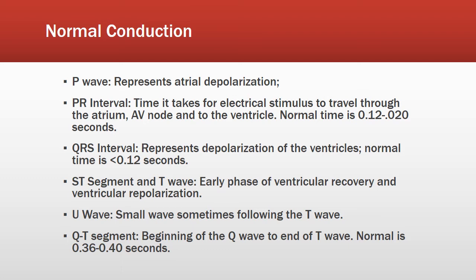The ST segment and T wave represent the early phase of ventricular recovery and then ventricular repolarization. The U wave is a small wave of low voltage, sometimes following the T wave, but the rate must be slow for you to be able to see it. This denotes either depolarization of the Purkinje fibers or hypokalemia. The QT segment begins at the beginning of the Q wave to the end of the T wave. Normally measures 0.36 to 0.40 seconds. Prolongation can be due to drug toxicity and to a list of extensive meds from antibiotics to antidepressants and anti-nausea medications.